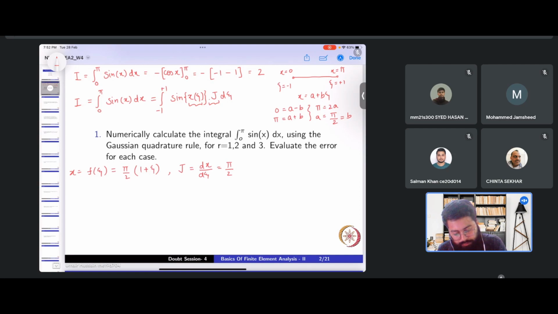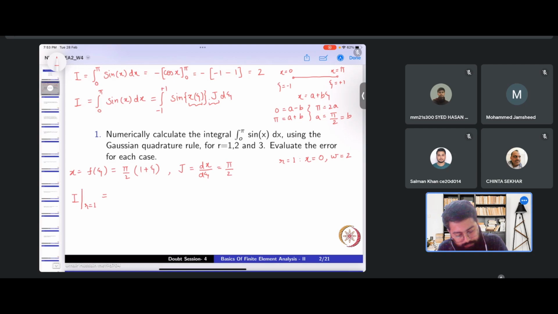So now we want to perform this integration. First we'll perform it using r equals 1. For r equals 1, what is the value of our integration point? The point is zeta equals 0, and the value of the weight is 2.